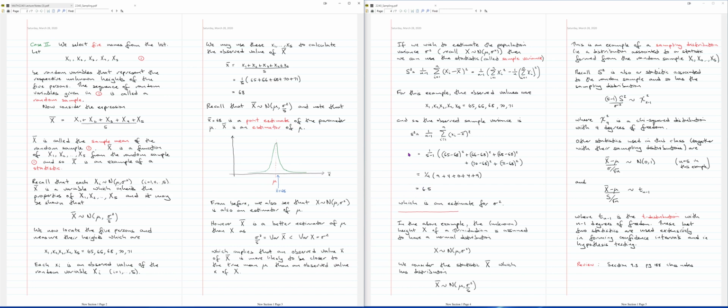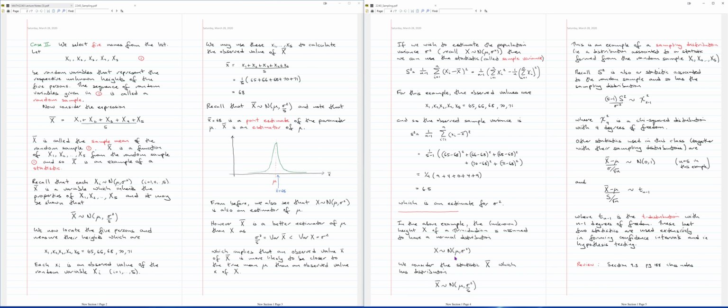So this s squared is an estimator for your variance sigma squared, and the big X bar is an estimator for the mu. So you have two different estimators or statistics for the different parameters of your distribution. What we did so far is estimate this mu and sigma squared.